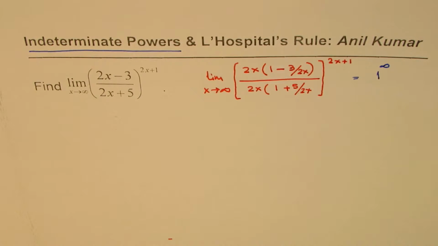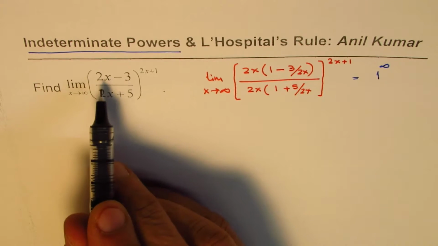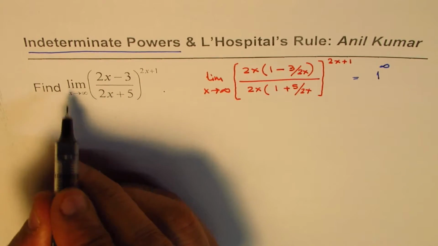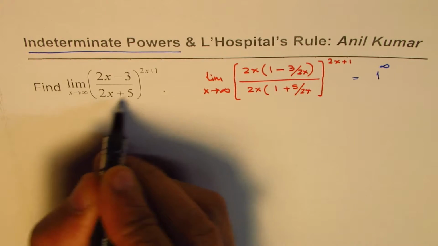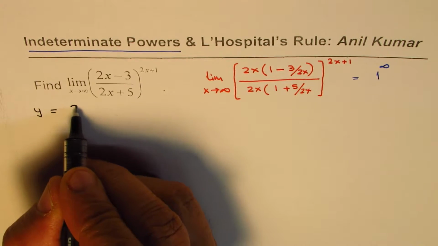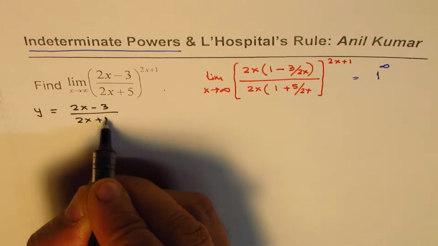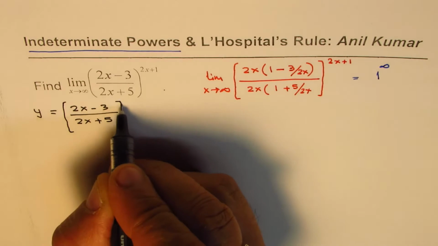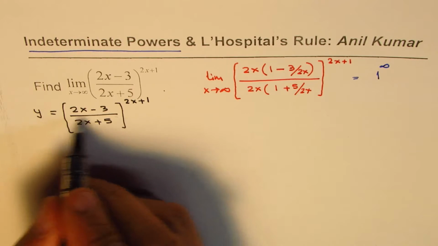Now, in case of indeterminate powers, the strategy to solve is to take natural log on both the sides, right? So we have to take natural log on both the sides to solve this question. It will occupy a lot of space, so I'll squeeze in. So we can write this function as y equals (2x minus 3) divided by (2x plus 5), everything to the power of 2x plus 1. So we'll take natural log on both sides.